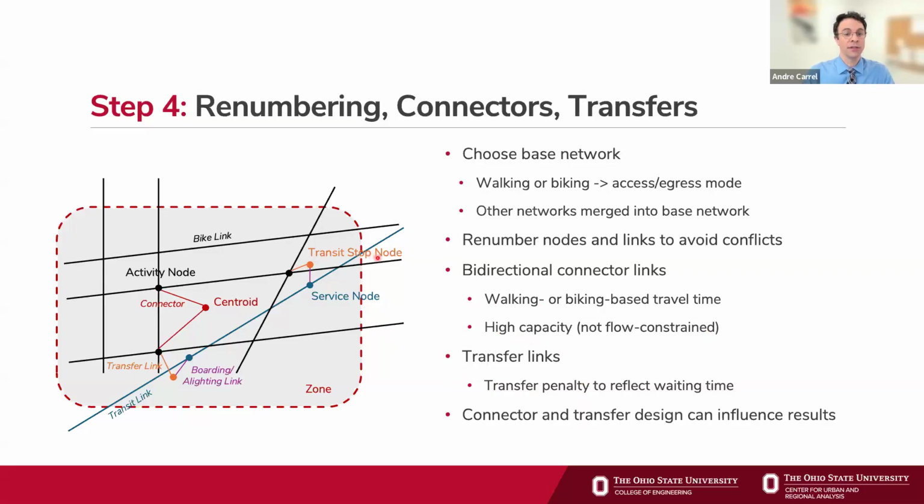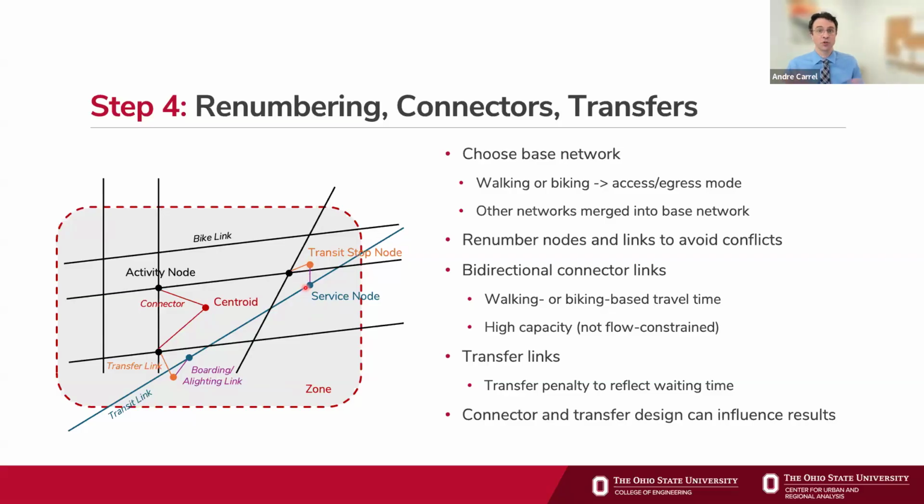We have a transit stop node in this example, and this is now shown with a bike link, the black one. And so somebody who wants to, say, transfer from biking to transit, they would have to move on this transfer link to access the transit stop and then board the service. There's an additional boarding and alighting link shown here that is part of the transit network. And so on either the transfer link or the boarding and alighting link, we can incorporate transfer penalties.